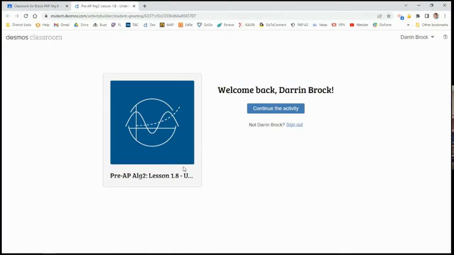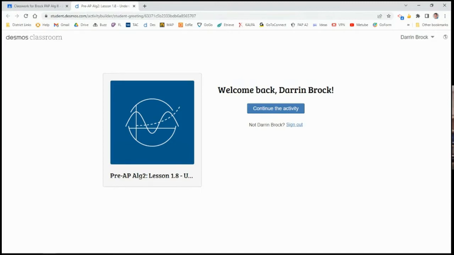And it should take you to a page that looks like this. You might have to log in first. I'm already logged in to Desmos. So use your school account, your Google, if you're not already logged in. All right. I see Daniel's in there.